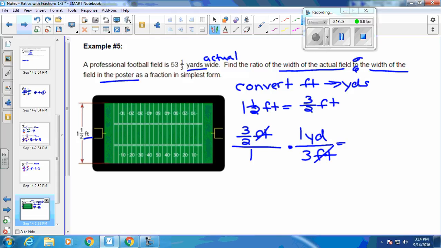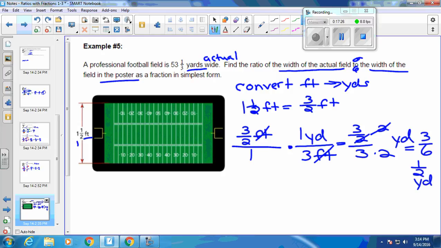I am left with 3/2 all divided by 3 and the unit of yards, but I have a fraction within a fraction. I need to multiply by the 2 to both the numerator and denominator to keep this ratio equivalent. Cross cancel my 2's. I'm now left with 3/6 of a yard, which is the same thing as 1/2 of a yard. So all I've done is change the poster over here to 1/2 of a yard.